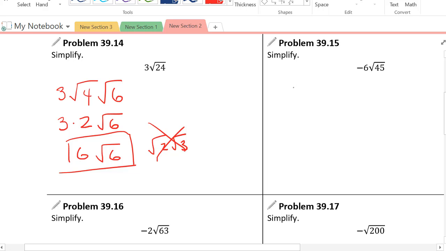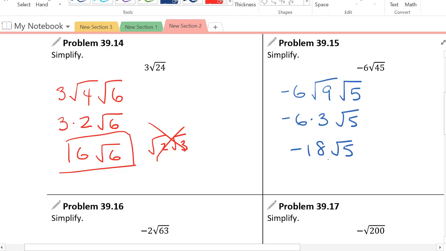So again, we have a whole number negative 6. So just write the whole number down. Okay, now we got to break up 45. So we got to think, what's a perfect square that goes into 45? Well, you would notice that it's going to be 9. 9 and 5, right? 9 times 5 is 45. So then it's going to be negative 6 times radical 9, which is 3, and then radical 5. And then you would just do negative 6 times 3, which is negative 18 radical 5. Okay, and that's it.